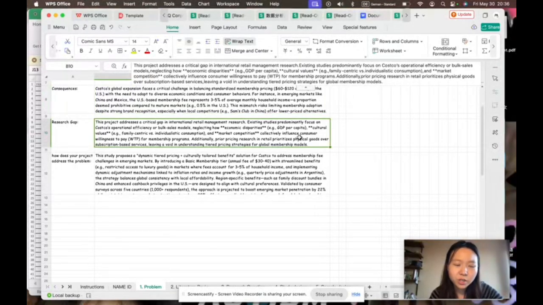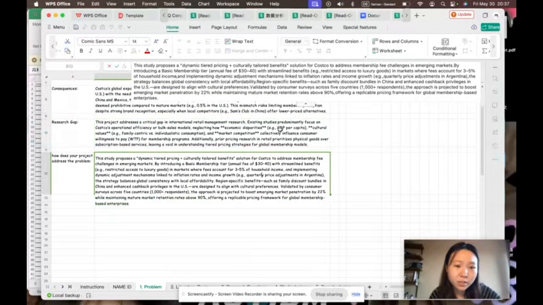As for the research gap, this project addresses a critical gap in international retail management research. Existing studies do not examine how market competition collectively influences consumer willingness to pay for membership programs. Additionally, prior pricing research in retail prioritizes physical goods over subscription-based services, leaving a void in understanding tiered pricing strategy for global membership models.